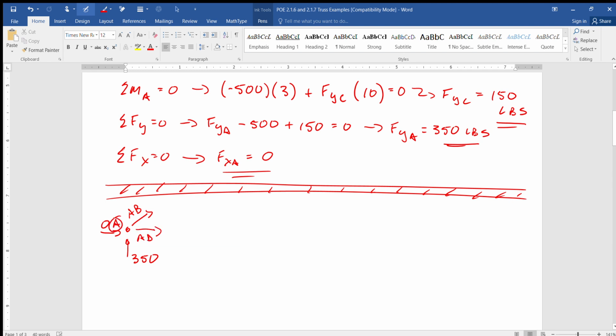So this is A. Now, this is annoying to people. They're like, why did you draw the arrows like that? We always draw them away. This indicates that the beams are in tension. If we get a negative answer, then we say they're in compression. And what we're showing is the force at the pin.